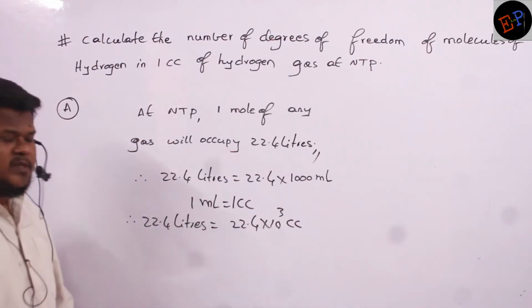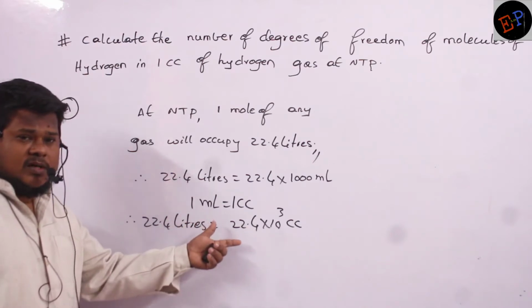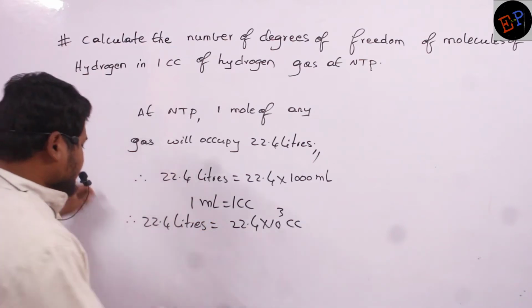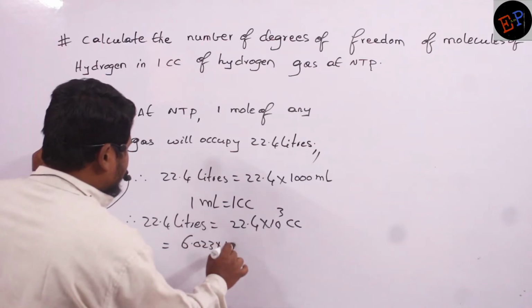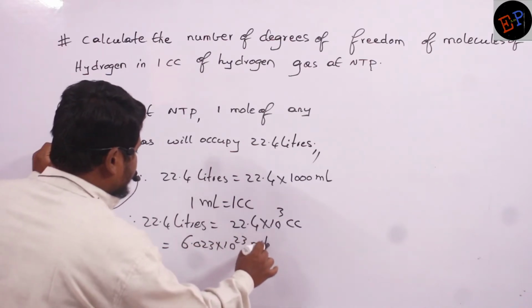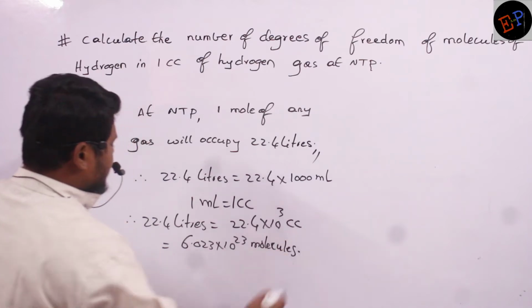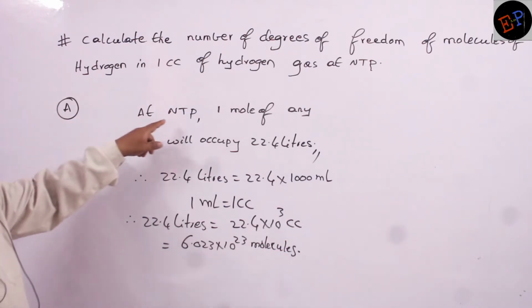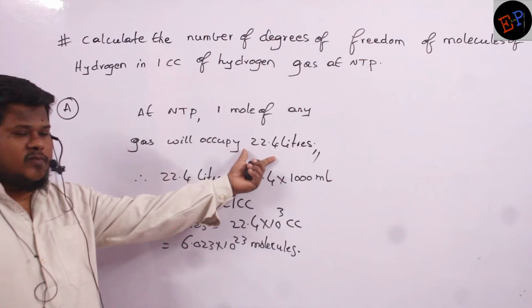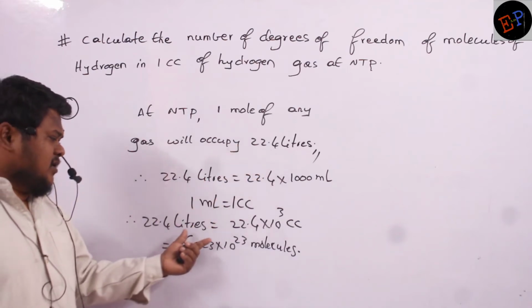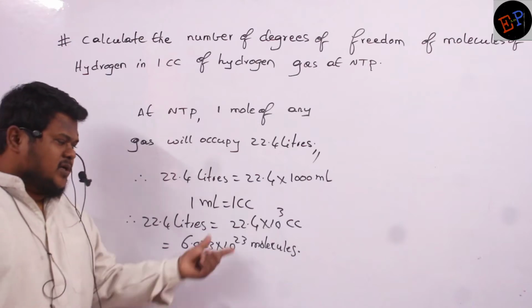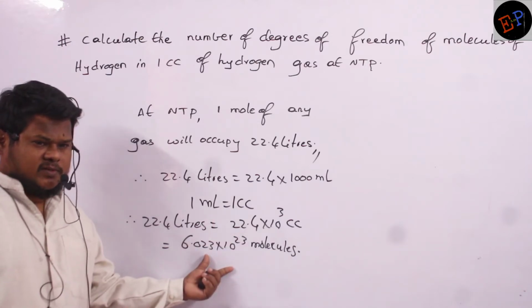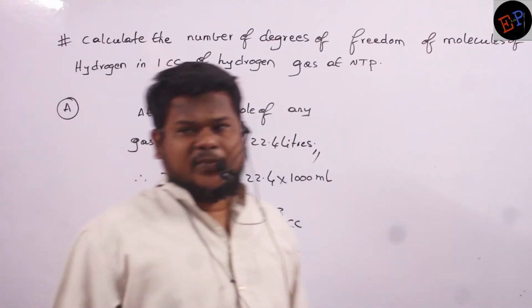Are you able to understand? So in this volume, how many molecules will be present? 6.023 into 10 power 23 molecules of hydrogen will be present. That is the meaning of this: 1 mole of gas will occupy this much volume, and 22.4 liters can also be written as 22.4 into 10 power 3 cc. So in this volume, this many molecules will be present. Therefore, how many molecules will be present in 1 cc?